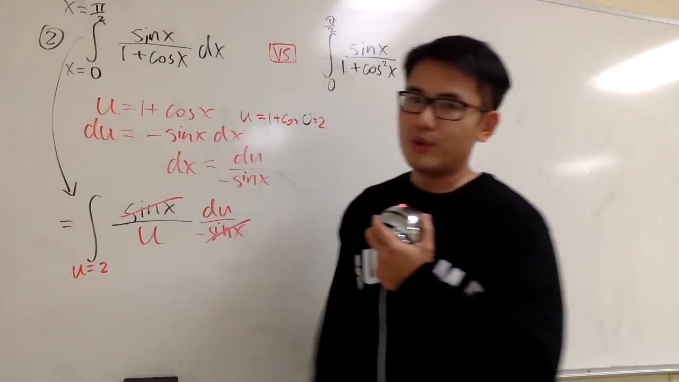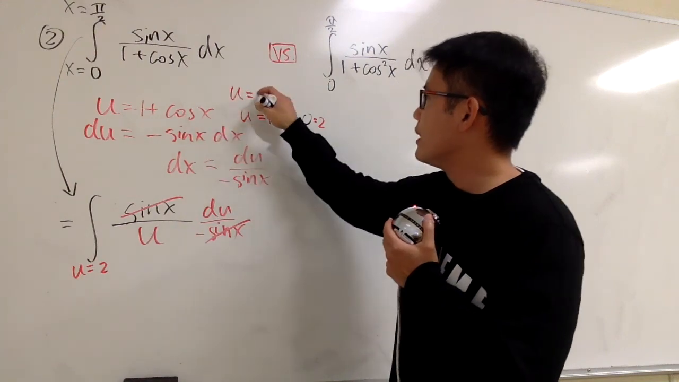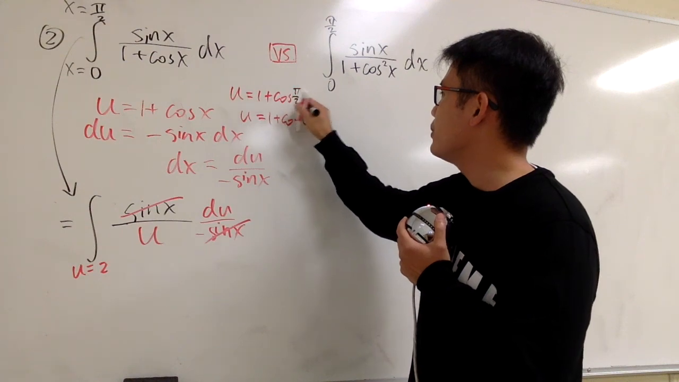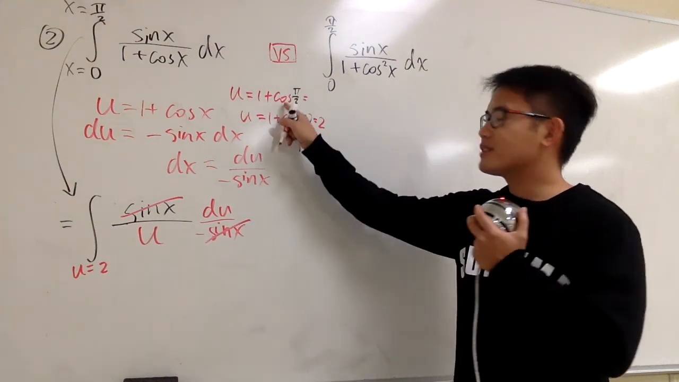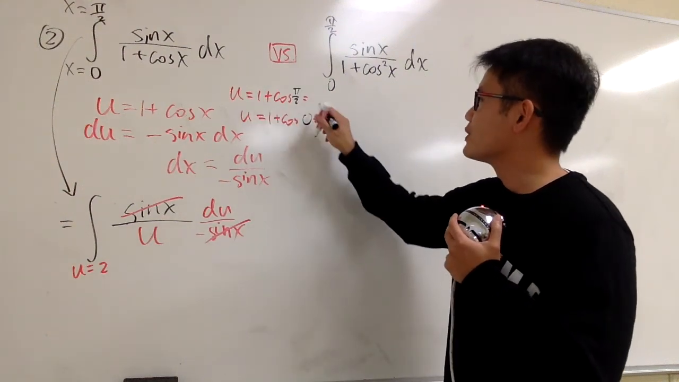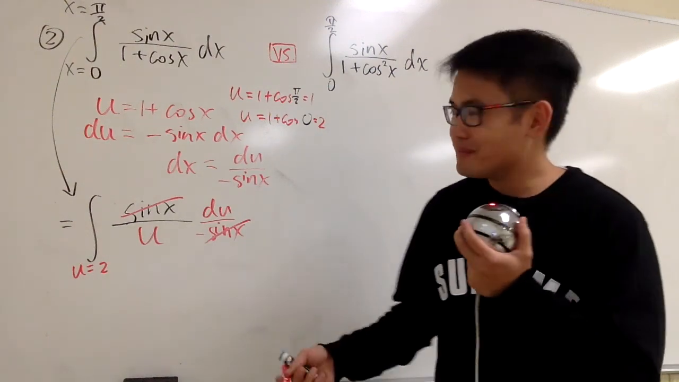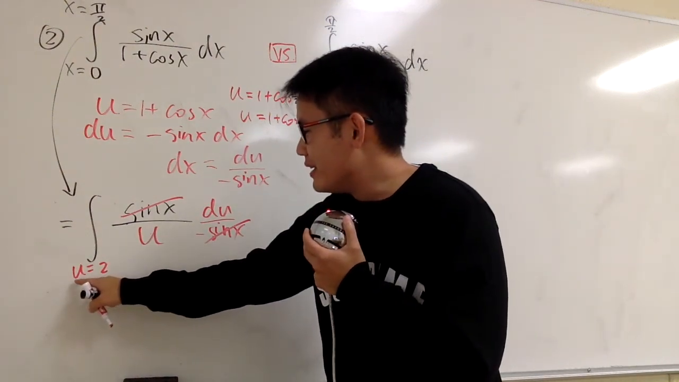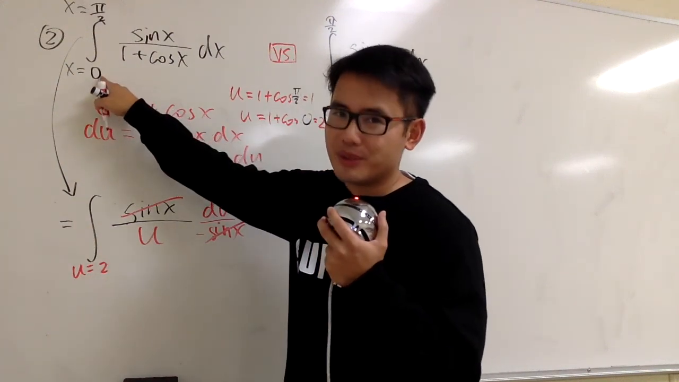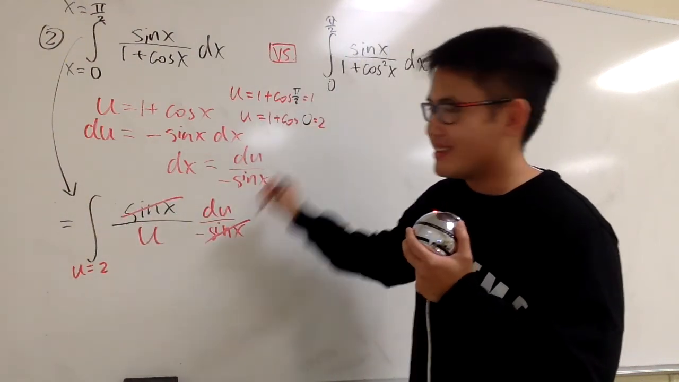When x is pi over 2, plug into here, we get u is equal to 1 plus cosine of pi over 2 for the x value. And let's work this out. What's cosine of pi over 2? It's 0. 0 plus 1 is just 1, right? And you see, this is a little bit strange, but it may happen. This u is equal to 2 corresponds to x is equal to 0. And this number is going to be u is equal to 1, right?